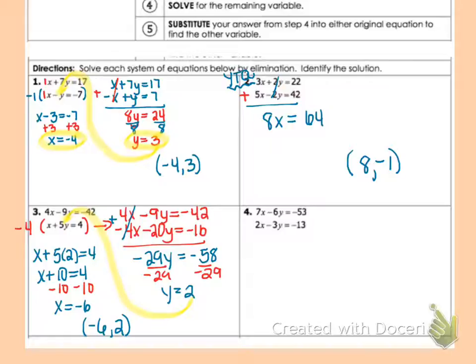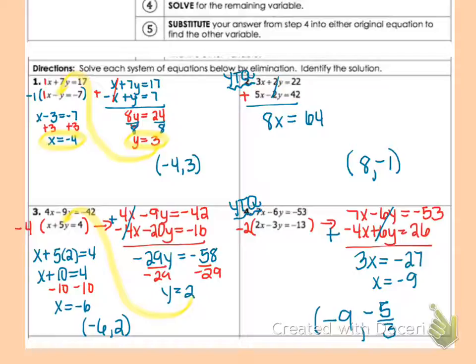So let's go ahead and designate number 4 as a you try question. So you can pause the video, give number 4 a try, and tune back in to see how you did. Pause the video now. And the solution to you try question 4 was the ordered pair -9, -5/3, or -1 2/3. Let's go ahead and turn the page and look at some more examples.